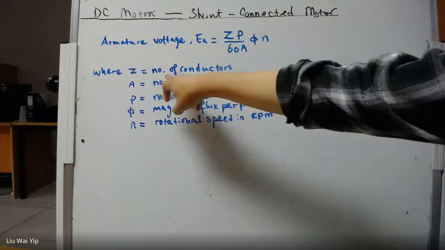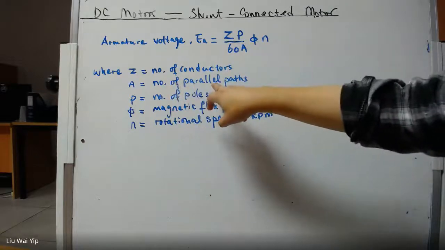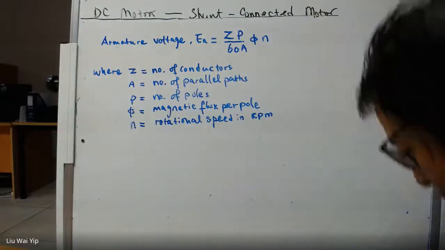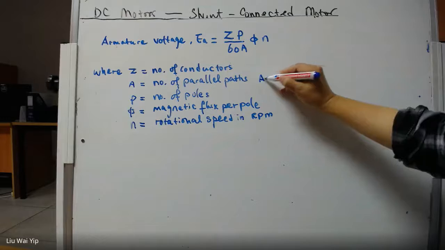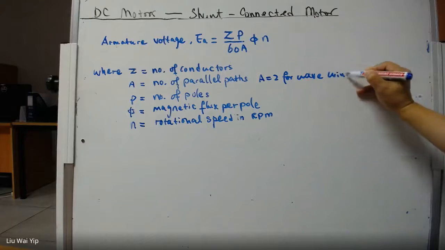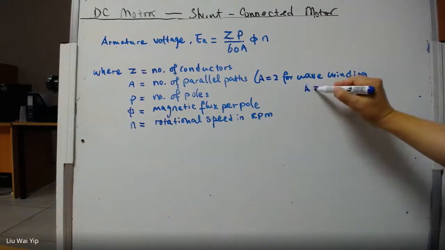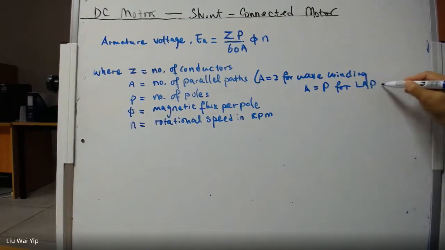Z here means the number of conductors. A is the number of parallel paths. So if your motor is wave wound, then A is equal to 2, and A will be equal to P for lap winding. So it depends on how your armature was wound.